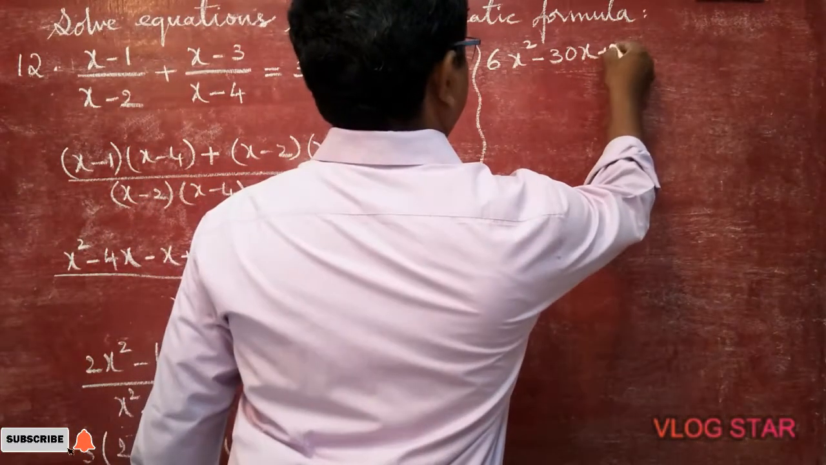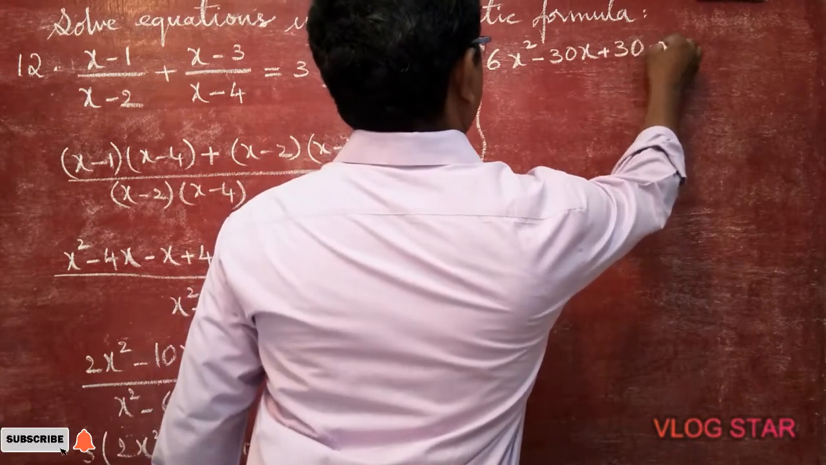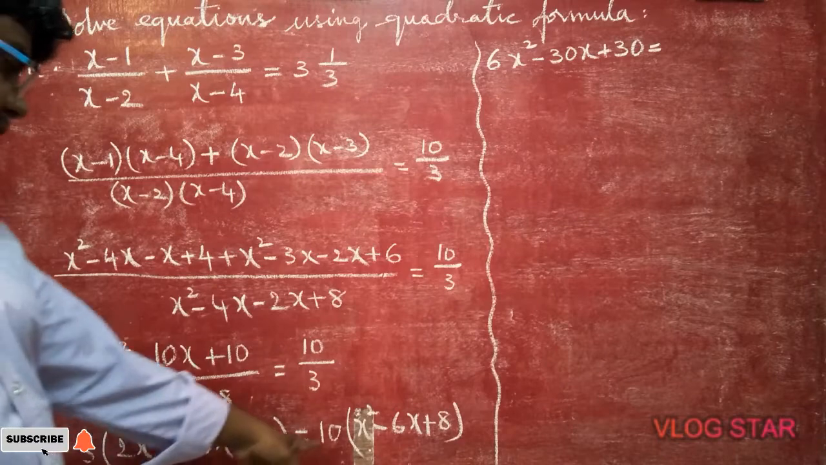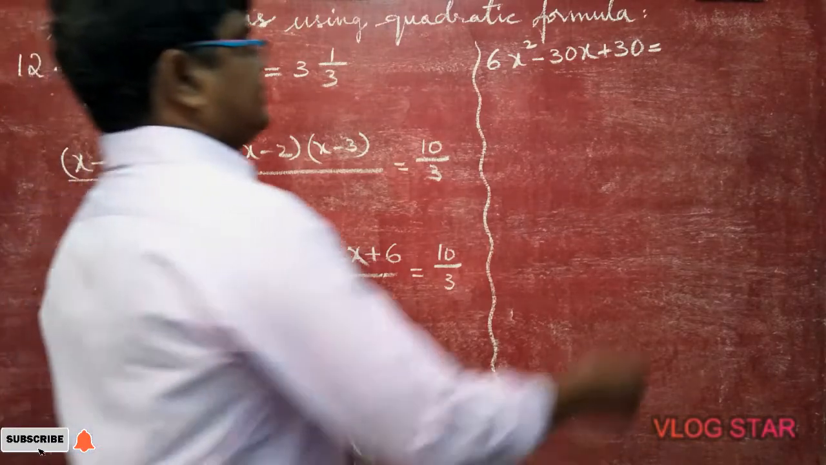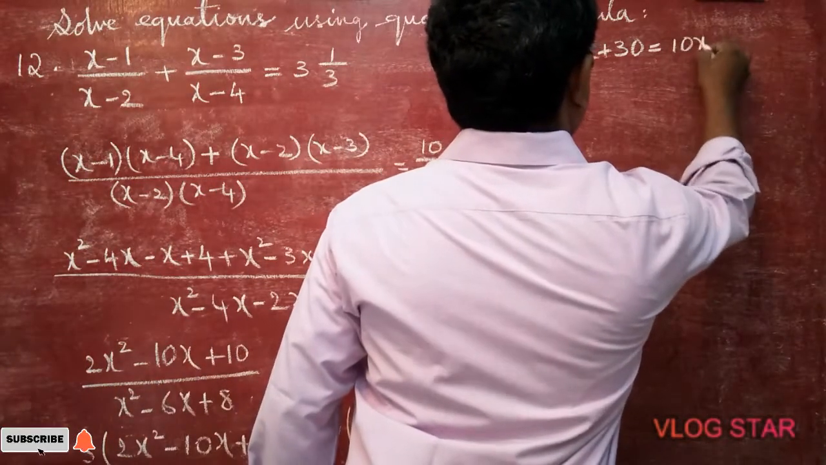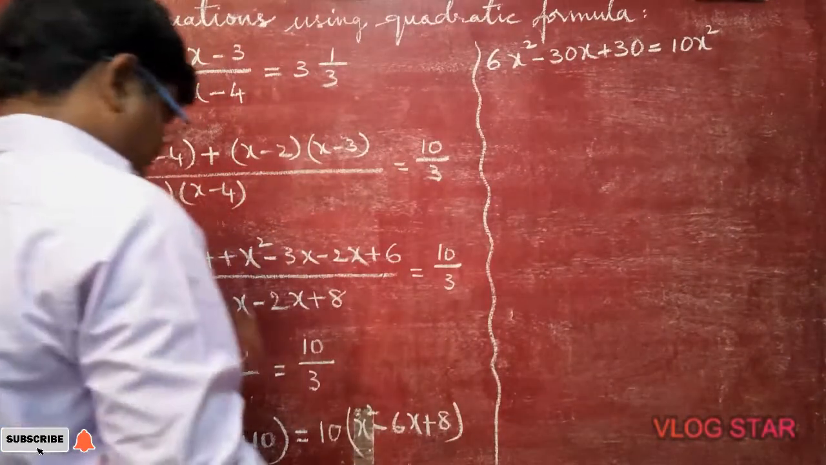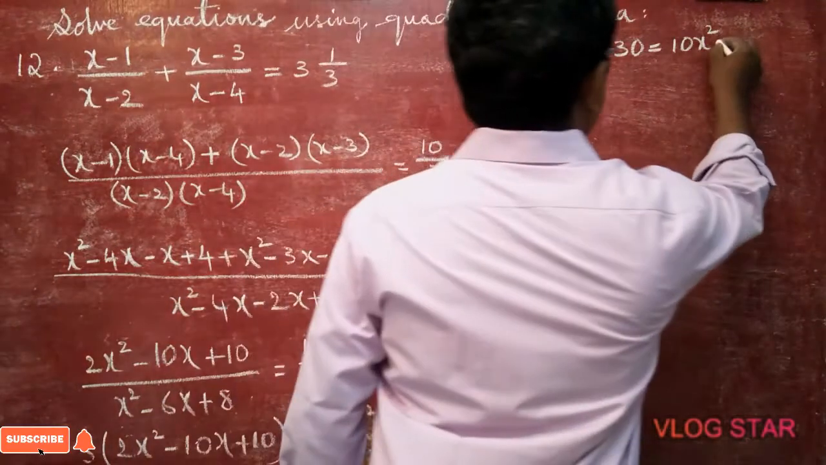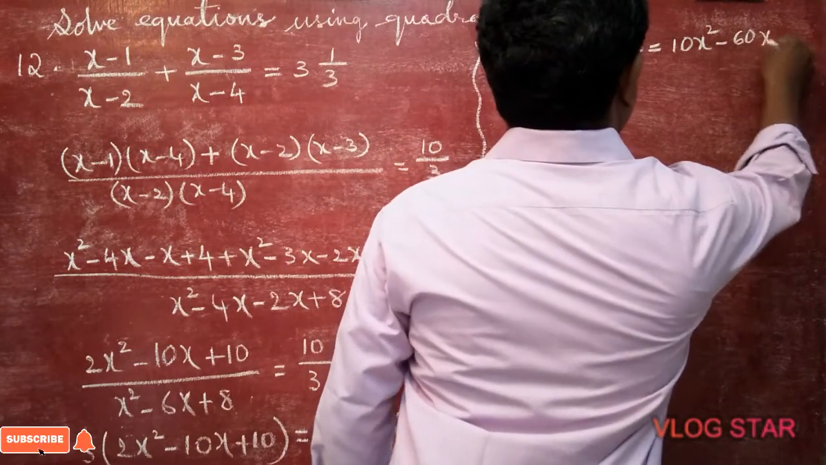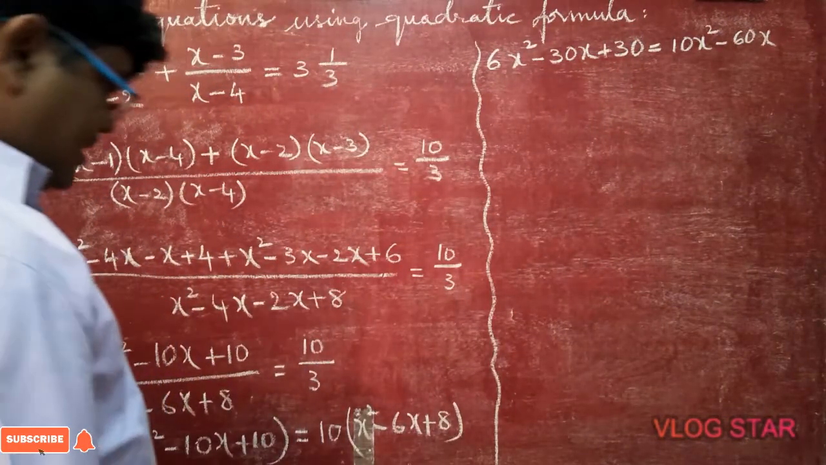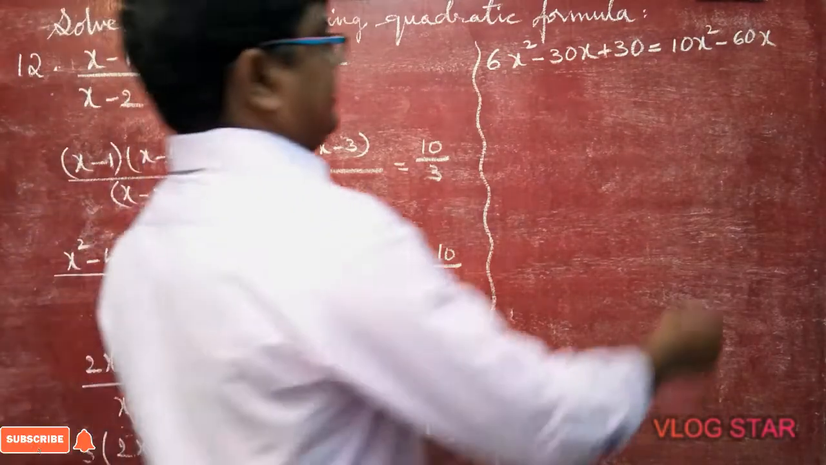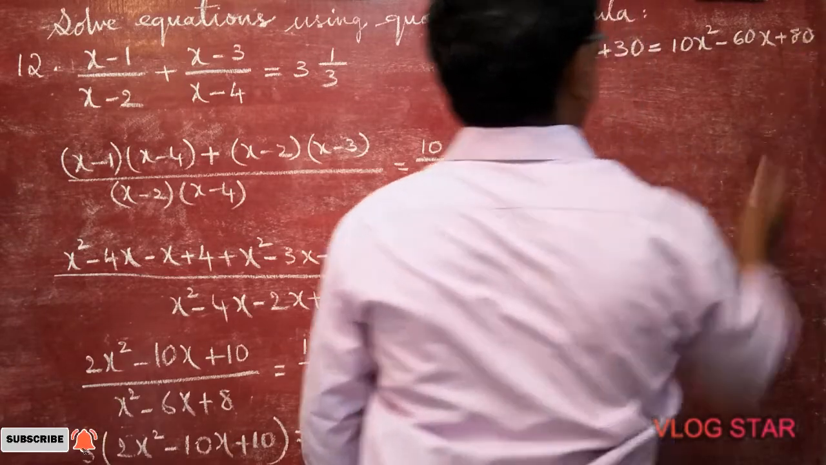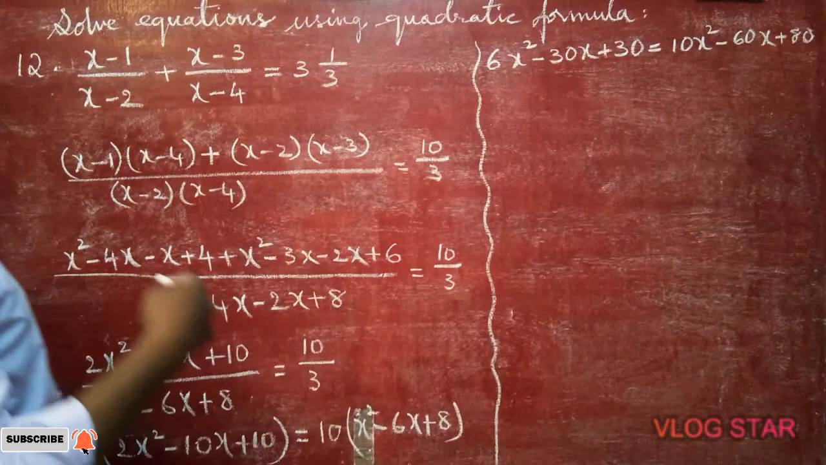So plus 30 is equal to, 10 table everyone knows, 10 into x square, 10x square; plus into minus, minus; 10 6s are 60, so minus 60x. Next, plus into plus, plus; 10 8s are 80, plus 80. Now bring everything to one side.